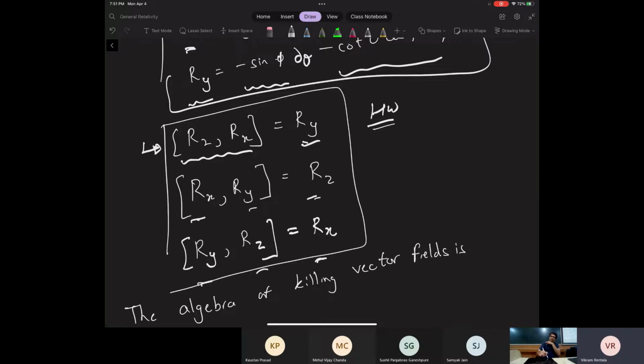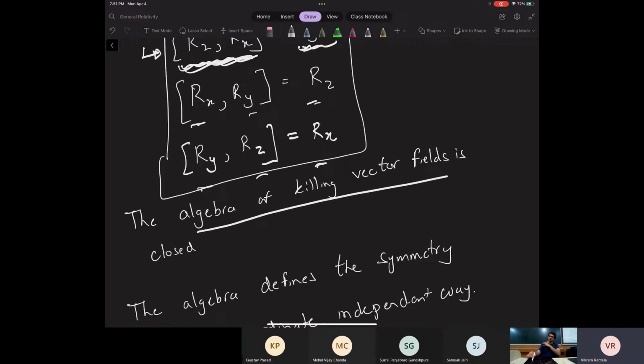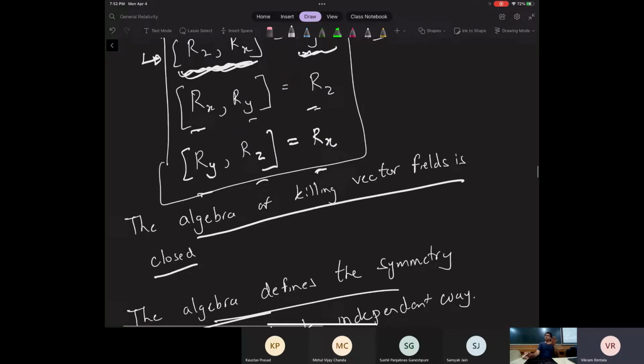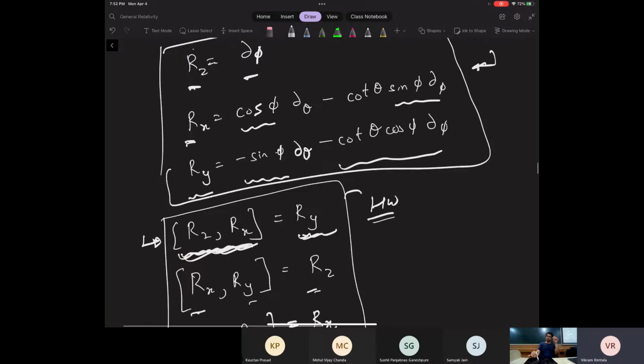So their Lie brackets are closed, in the sense that if I take the Lie bracket of any two Killing vector fields, it gives me back a linear combination of other Killing vector fields. That's what we mean when we say the algebra of the Killing vector fields is closed. It's this algebra of the Killing vector fields that really gives you a coordinate independent definition of what the symmetries are.